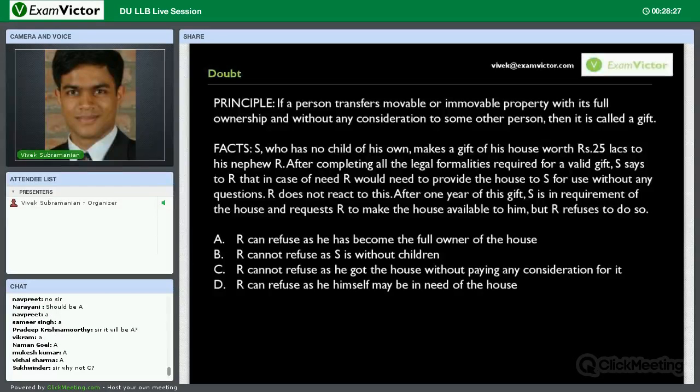Now since it's a gift given by S to R without consideration and all these things, now can R refuse S the request which he is making? Just give it a thought. I'll revert to you in half a minute.